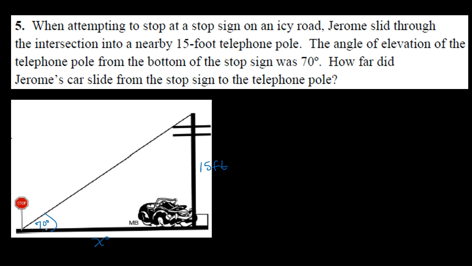So our angle, our reference angle is 70 degrees. So we know the opposite and we know adjacent. So opposite over adjacent is tangent. So the tangent of 70 degrees is equal to 15 over some distance. We're going to cross multiply.